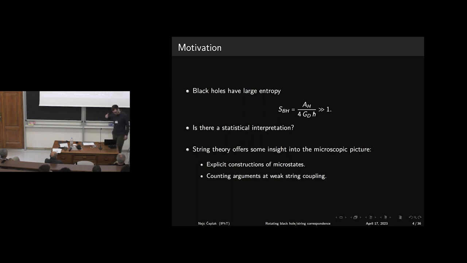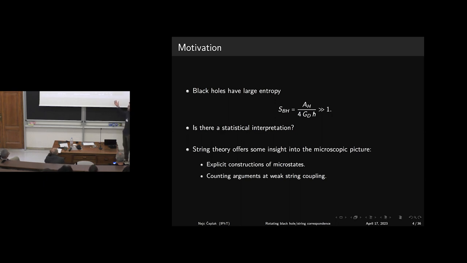Whenever we have entropy, our question is: can we reproduce this entropy by some counting of degrees of freedom? String theory has been particularly useful for doing so. In my personal biased opinion, one of the main results of string theory was that it was able to reproduce, in some corners, the entropy of black holes by counting microscopic degrees of freedom in string theory. There are two ways that I would particularly like to focus on, and we're going to talk about them a lot during this conference.